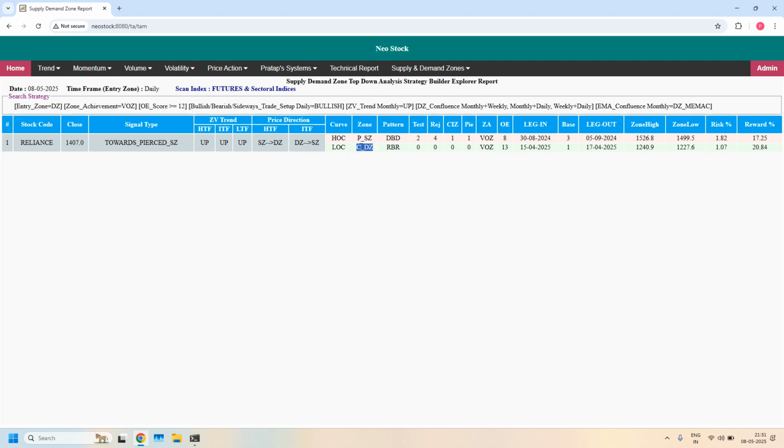This daily demand zone, which is overlapped with weekly and monthly, is having more high probability to get success, because monthly demand zone having monthly EMA confluence. In that monthly demand zone, this daily demand zone is overlapped. So this is about bullish trade setup for monthly income trade.